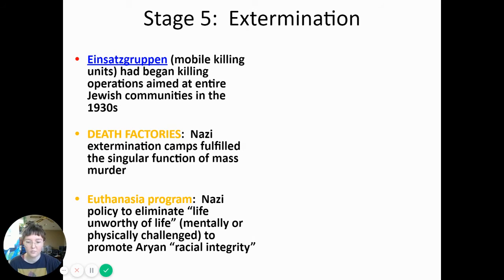And euthanasia programs, where the Nazis had the policy to eliminate what they called life unworthy of life. So anybody who was mentally or physically challenged, anybody who was a different race, because the idea was that they had the Aryan race and anything else in there would dilute it and make it less worthy.